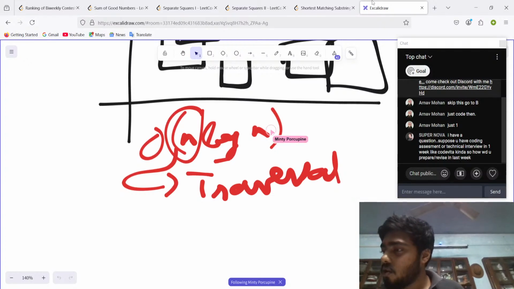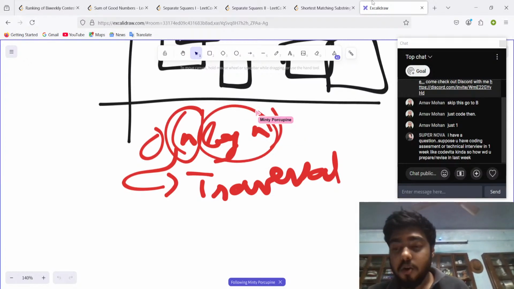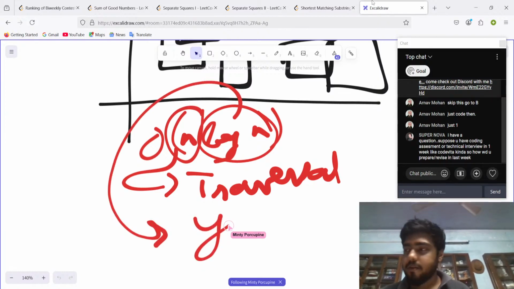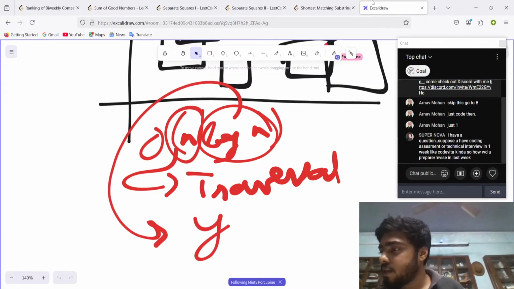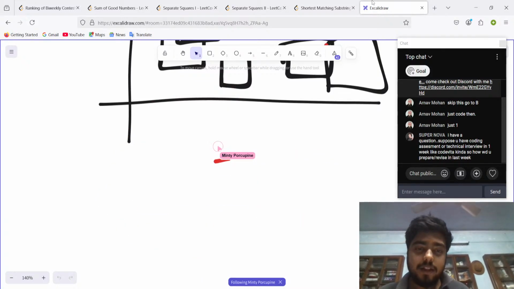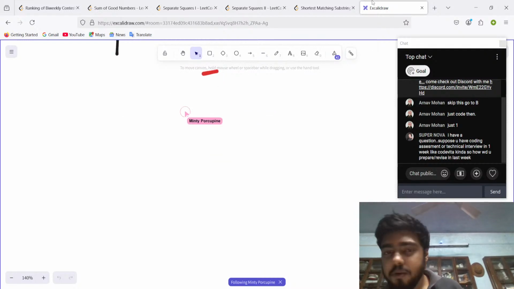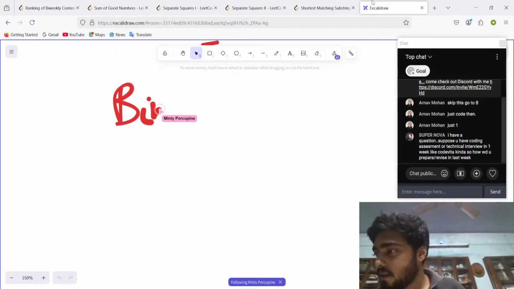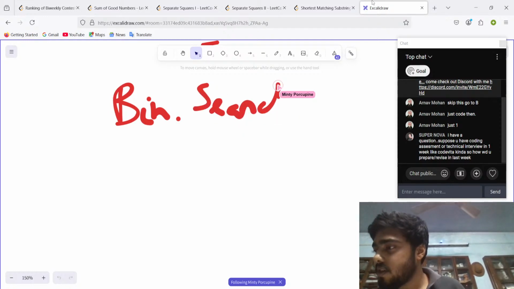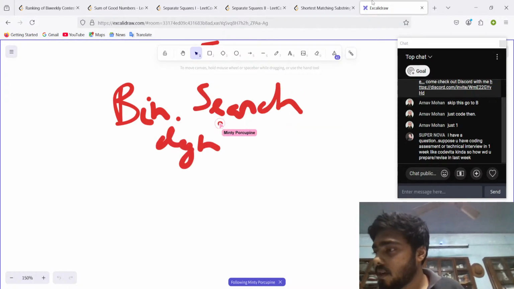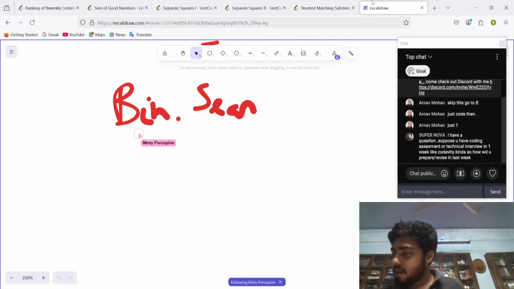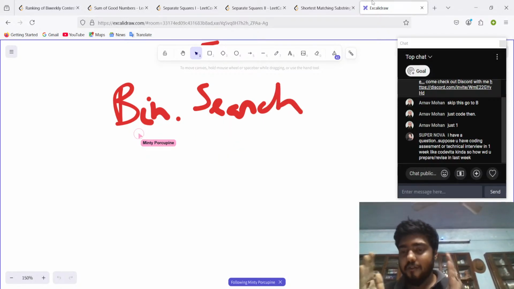Okay, but this log n is going to find out the value of y, right? Now since this log n is going to find out the value of y, we can say one thing very clearly, that we can have a binary search, right? Because binary search is something which gives us a log n complexity, right? So what we can do is binary search, but the question is on what? On what can we binary search?